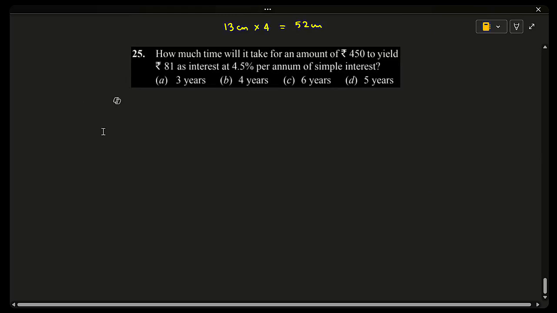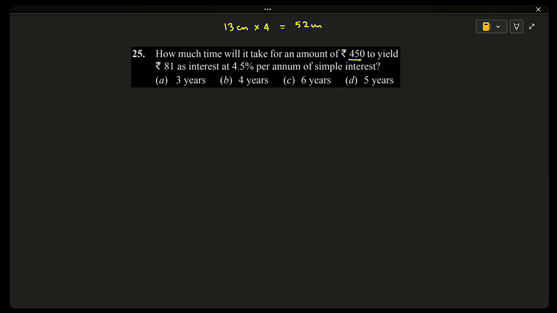How much time will it take for an amount of 450 rupees to yield 81 as interest, at 4.5% per annum of simple interest? So we want to find the time. This is the principal yielding this much interest. Again, it is the direct relationship between the interest and the principal. We know the formula: I is equal to PTR by 100. So you want to find the time, so make time the subject in this.